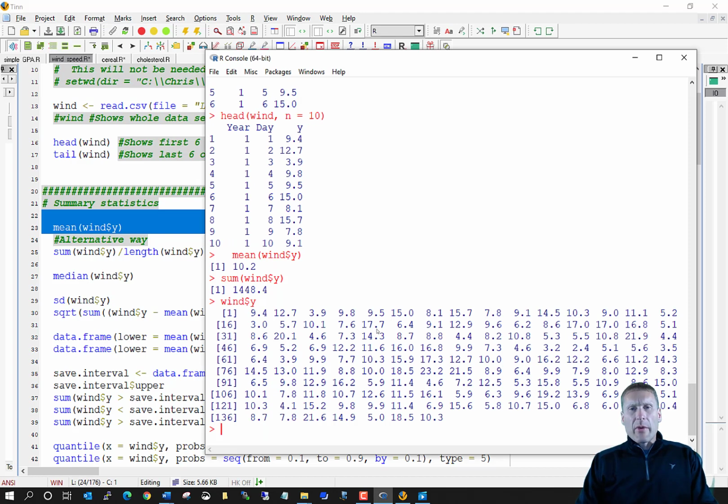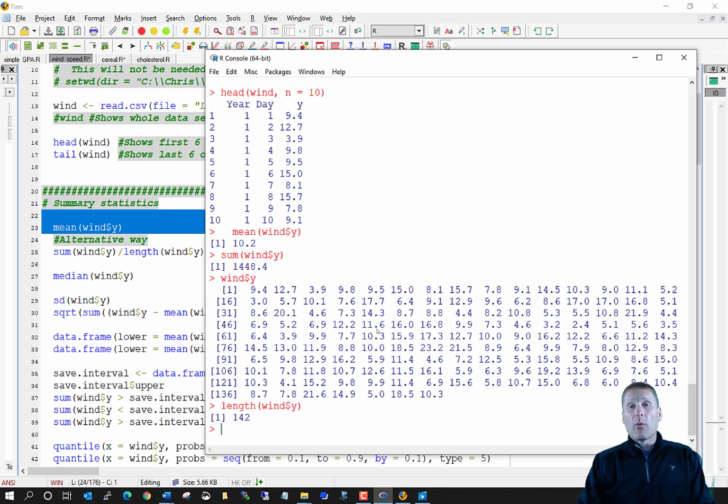what I'd like to do is come up with a way to count all these items automatically. In other words, how long is this sequence of numbers? I can do length, if I spell it right, wind dollar sign y, and I get 142. I also want to go back and mention one thing, since we're new with using R here. Again, wind is a data frame.